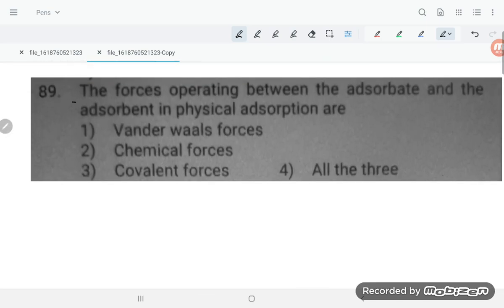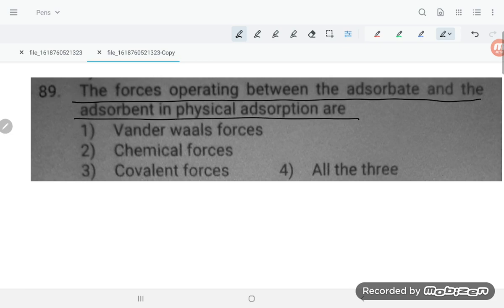89. The forces operating between the adsorbate and the adsorbent in physical adsorption are. Okay. So 89, if you are going, students, they are saying the forces operating between adsorbate and adsorbent are weak van der Waals forces, students. Correct option is option number 1.